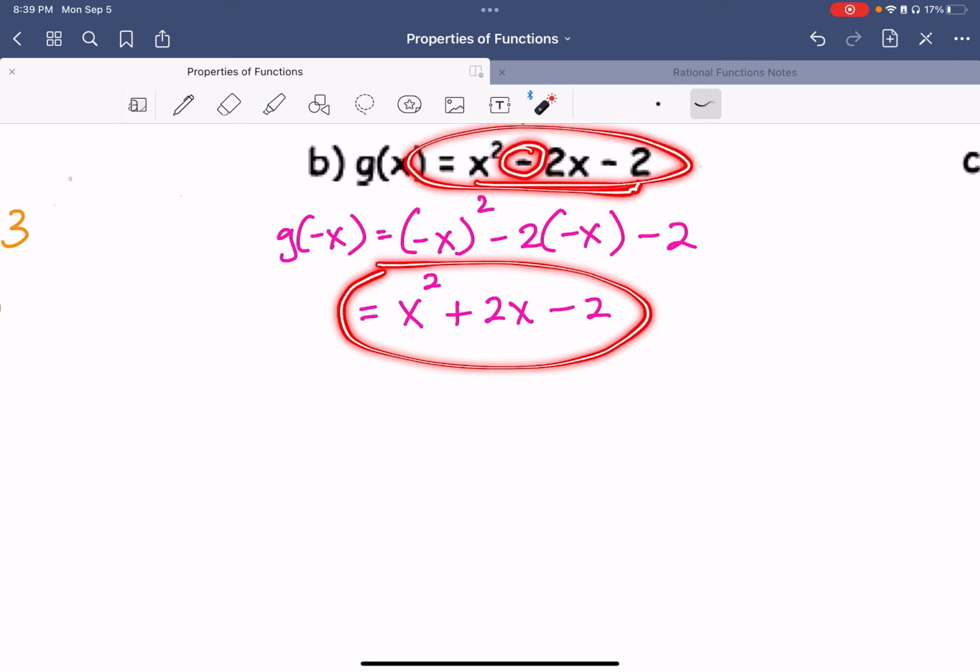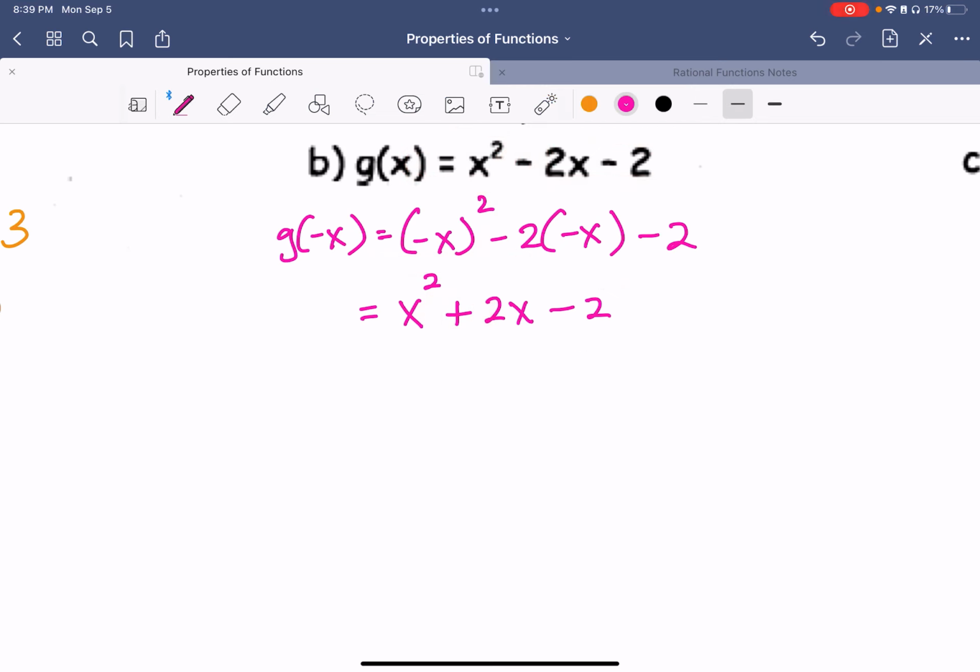So let's compare. Is this the same as this? It's almost the same, except this minus became a positive. So for this one difference, it is not going to be even. So g of negative x does not equal the original function g of x. So I know it's not going to be even. Now let's see if it's odd. The way to see if it's odd is you're going to factor out a negative.